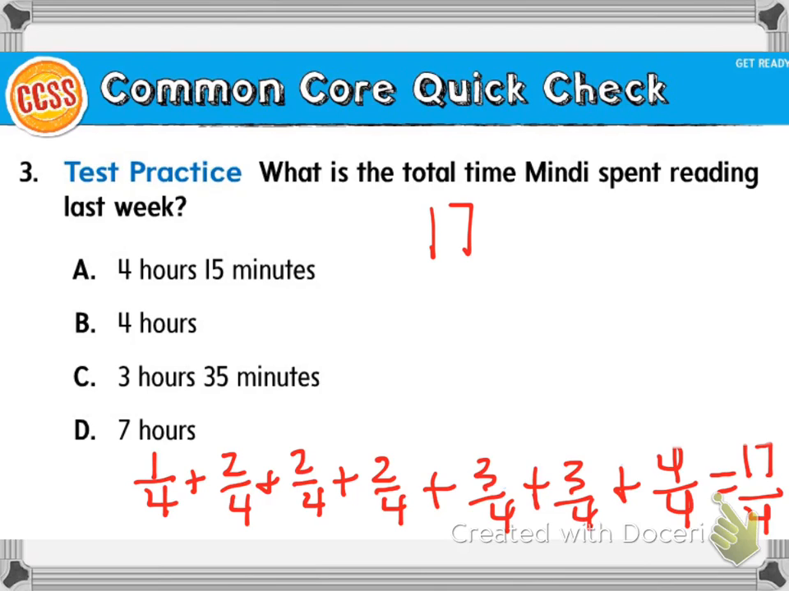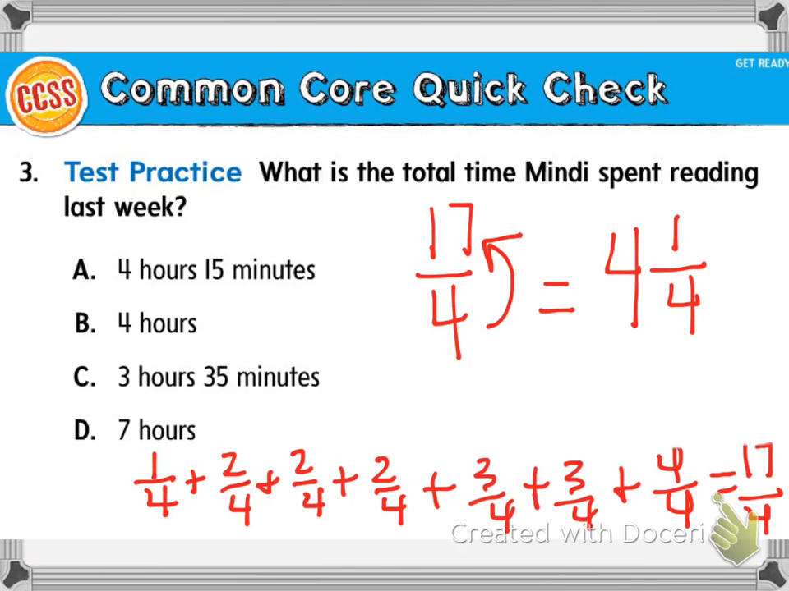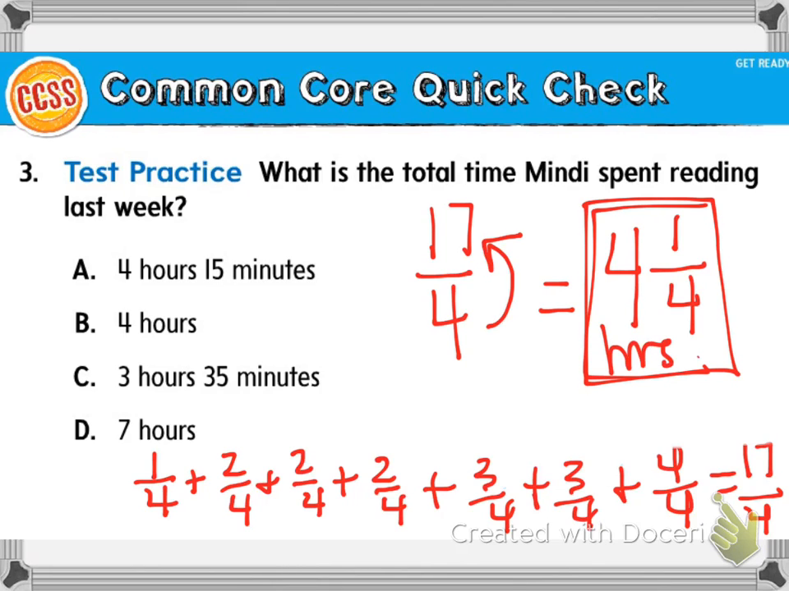We need to change it to a mixed number. So 17/4. 4 goes into 17 how many times? Well, 4 times 4 is 16. That's a good size for it. So 4 times 4 is 16, with 1 left over to get to 17, and 4 is what's left, or our denominator. So 4 1/4 hours she spent reading that week.